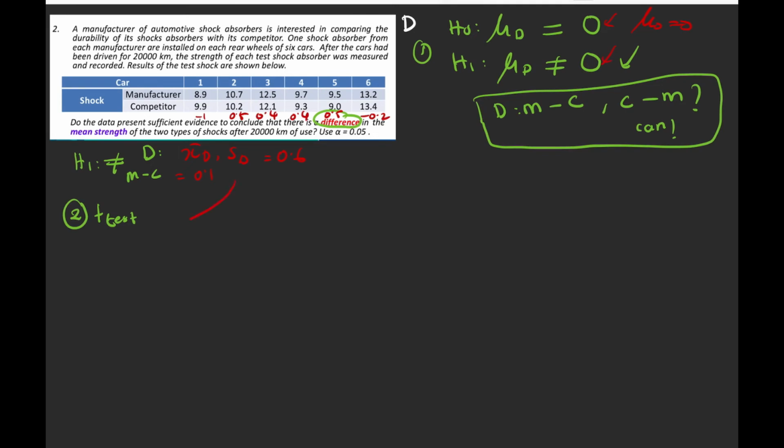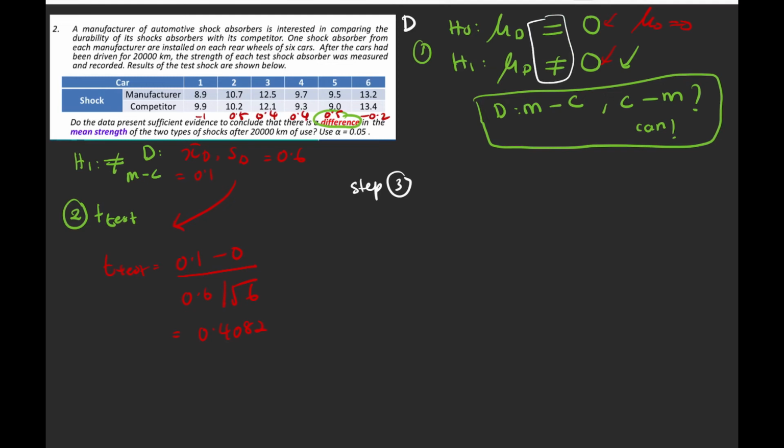And then you substitute all into the formula. T test is equal to 0.1 minus 0 over 0.6 over square root 6. So T test here I get 0.4082. Okay, and then the third step, step number 3, one tail or two tail?